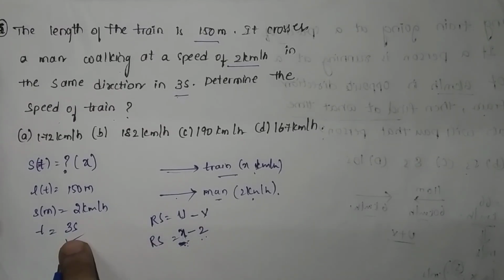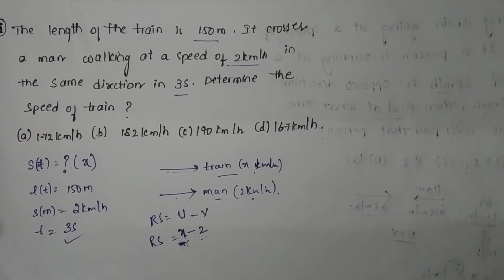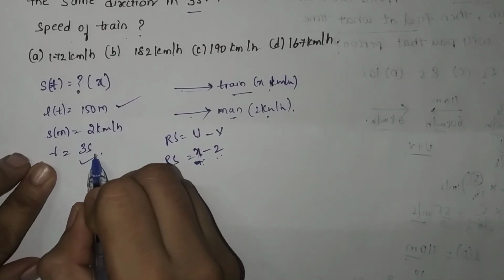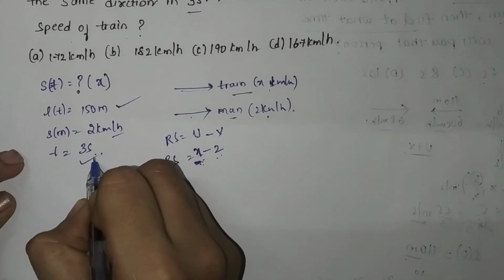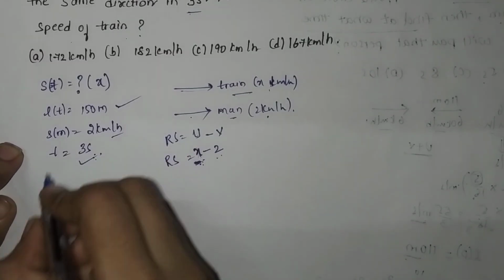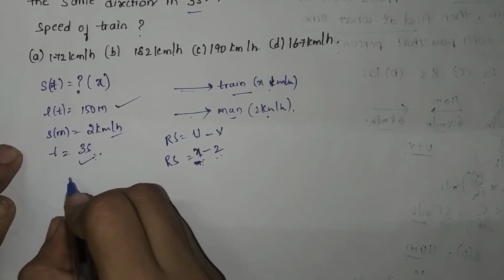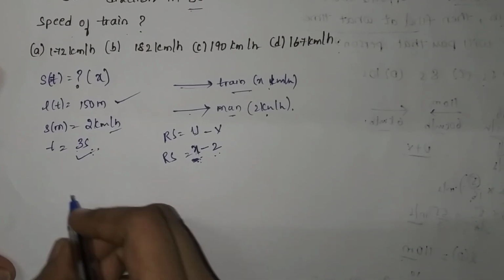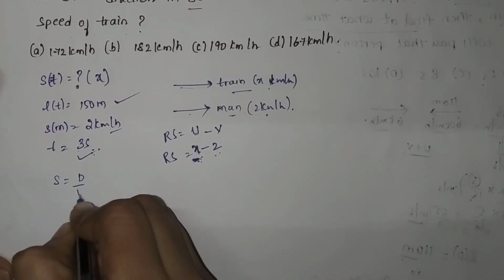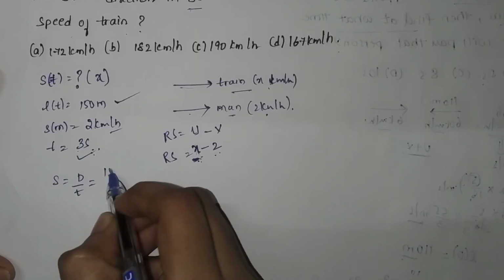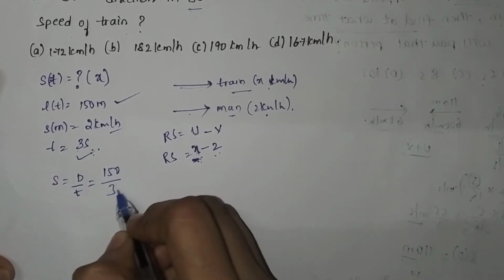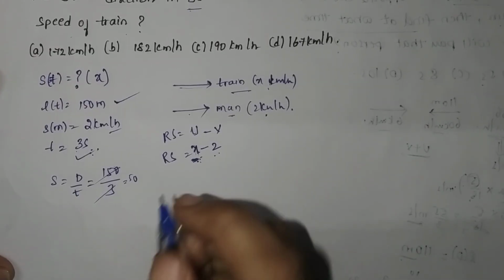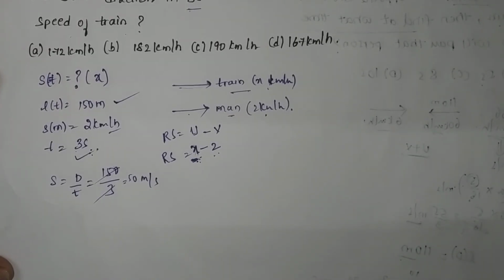But the time they gave is 3 seconds. So now we have the length of the train, we have the speed, and we also have the time. So from this we can calculate the speed. Speed is equal to distance by time. What is the distance? We have 150. Time is 3. So in the 3 table, 15, 5 times. So 50 meters per second.